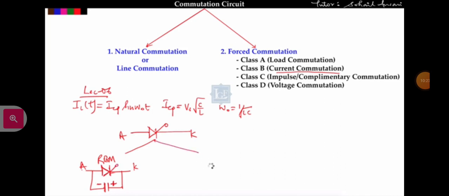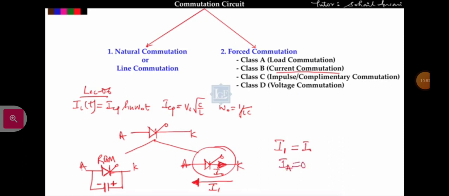Second method to turn off the SCR: let us say I am supplying the gate current, so it is conducting, and the current is flowing like this, I0. To turn off this SCR, if I supply a current I1 equal to I0 in the reverse direction, then overall the current flowing in this SCR will be 0, meaning the anode current will become less than the holding current. In this way we can turn off the SCR.